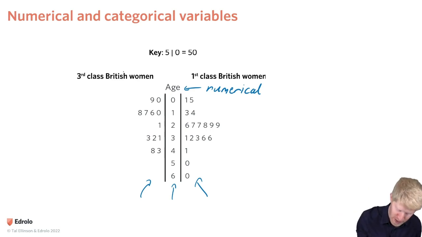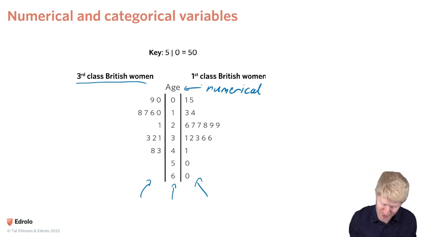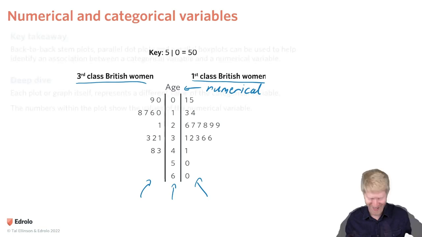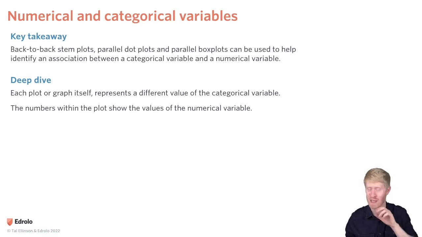The first category is the women from England who were in the 3rd class section of the Titanic. And the second category is the women from Britain who were in the 1st class of the Titanic. So all of these 3 things, back-to-back stem plots, parallel dot plots, and parallel box plots can be used for this kind of purpose.